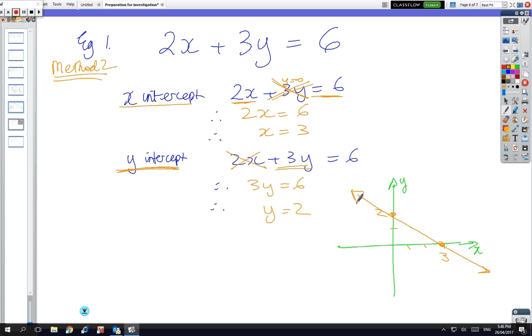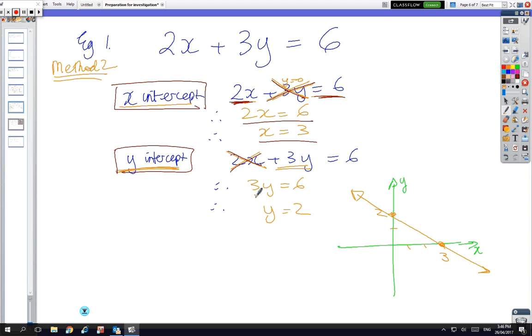So let's just go through it again. For the x-intercept, cross out the y. For the y-intercept, cross out the x, and then you just solve the equation that you've got. So 2x equals 6, divide by 2, and you get x equals 3. 3y equals 6, and divide by 3, and you get y equals 2, and then just join those 2 points up. Okay, so coming across, and we'll have a look at another example.